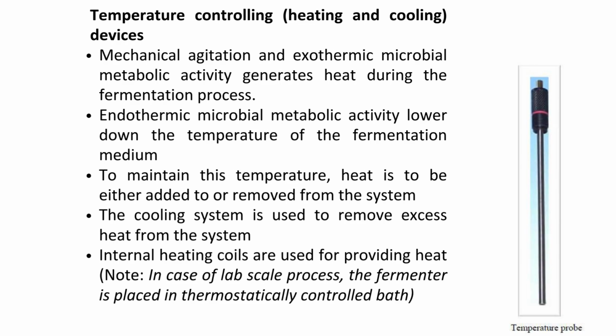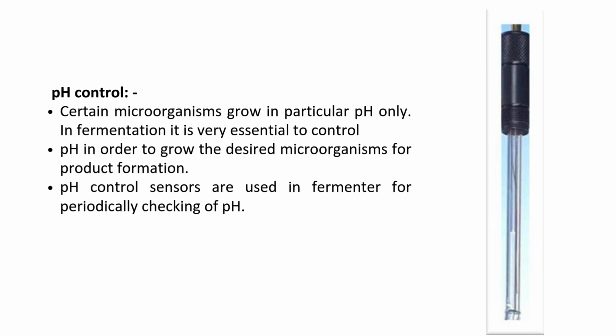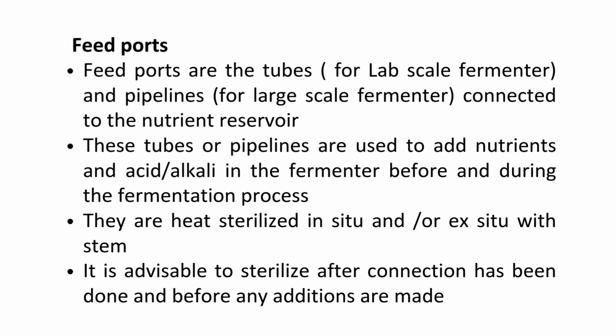Control systems. Temperature control is critical. Heat generated by mechanical agitation and microbial metabolism must be removed by a cooling system or added via internal coils or a controlled bath. pH control is equally essential, as microorganisms require specific pH levels. pH control sensors monitor and adjust the pH periodically. Feed ports are tubes or pipelines connected to a nutrient reservoir. They are used to add nutrients, acid, or alkali before and during fermentation. These ports are sterilized in place or off-site with steam.